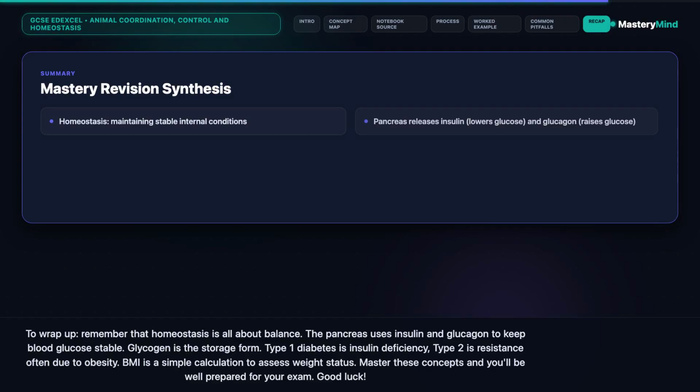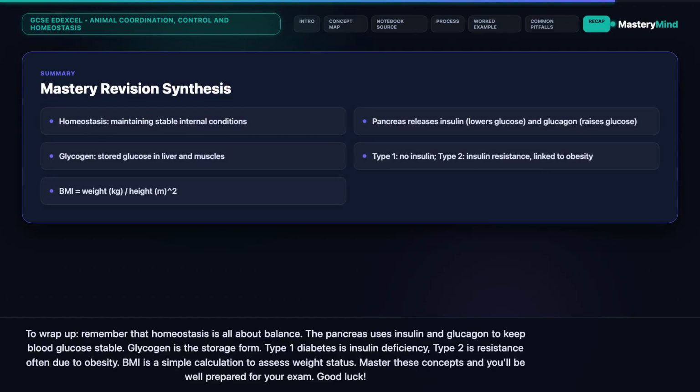To wrap up, remember that homeostasis is all about balance. The pancreas uses insulin and glucagon to keep blood glucose stable. Glycogen is the storage form. Type 1 diabetes is insulin deficiency, type 2 is resistance often due to obesity. BMI is a simple calculation to assess weight status. Master these concepts and you'll be well prepared for your exam.